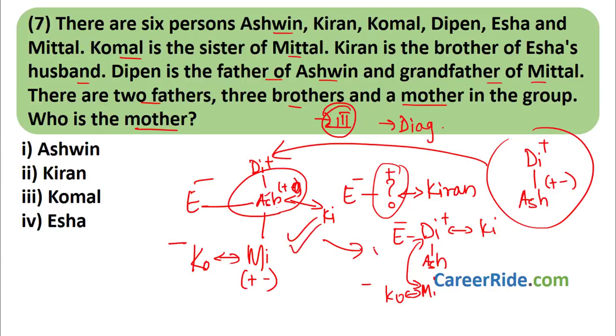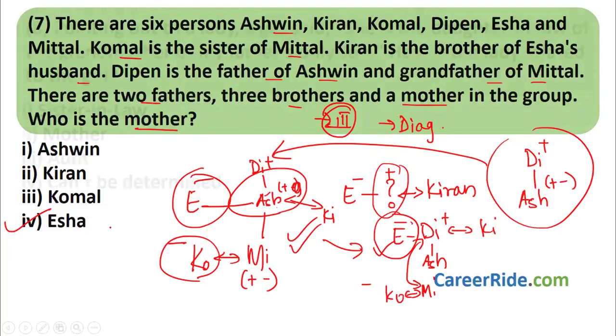But even if this diagram you take, the question was who is mother? The only mother over here is Isha. Komal is sister of Mittal. There is no evidence that Komal is married. So answer is Isha. We know Isha has a husband, so the only mother over here is Isha, right? So moving to next question.